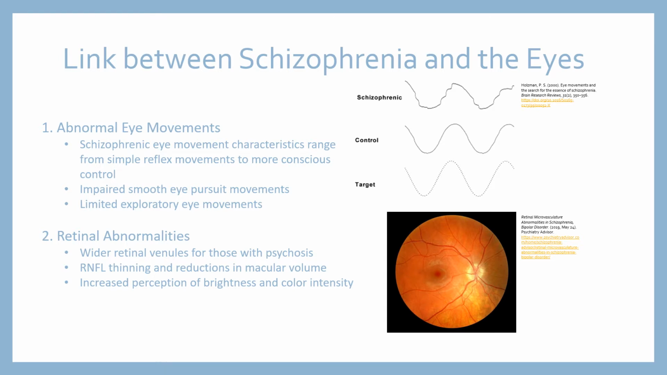First is the wider retinal venules for those with psychosis, and the thinning of a layer called the retinal nerve fiber layer, as well as reduction in the macular volume and area. And lastly, the increased perception of brightness and color intensity. This, in turn, also decreases contrast sensitivity.